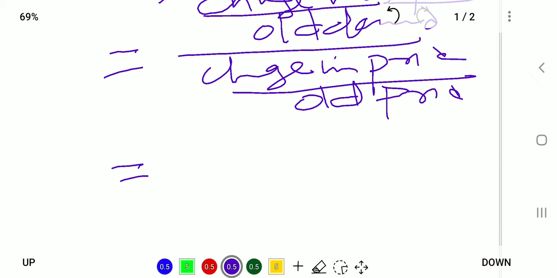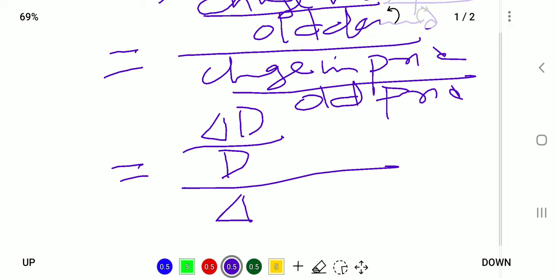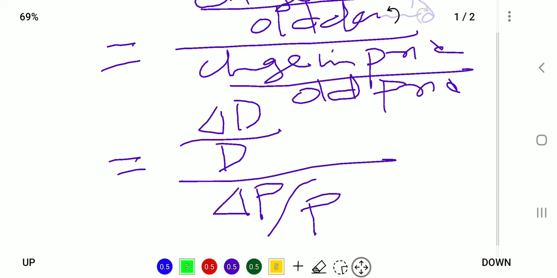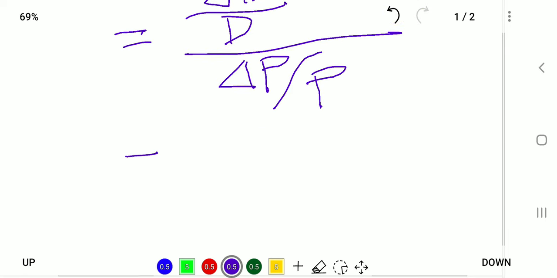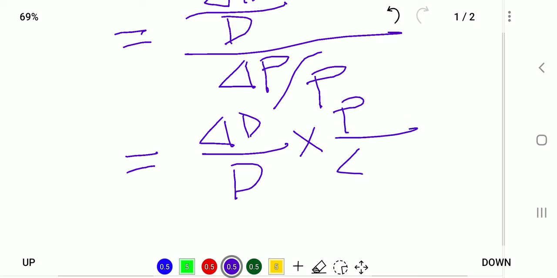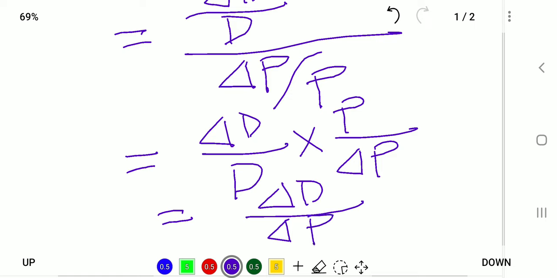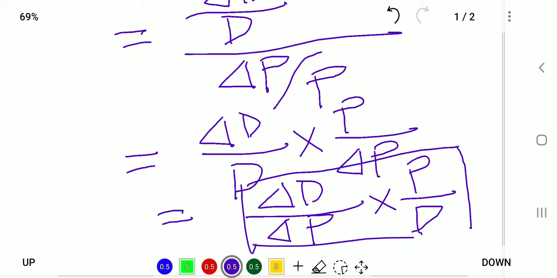So now it can be written as delta D divided by D, whole divided by delta P by P, and also it can be written as delta D divided by D into P by delta P. The numerator is delta D, the denominator is delta P, and then P by D. So this is the actual formula of elasticity of demand.